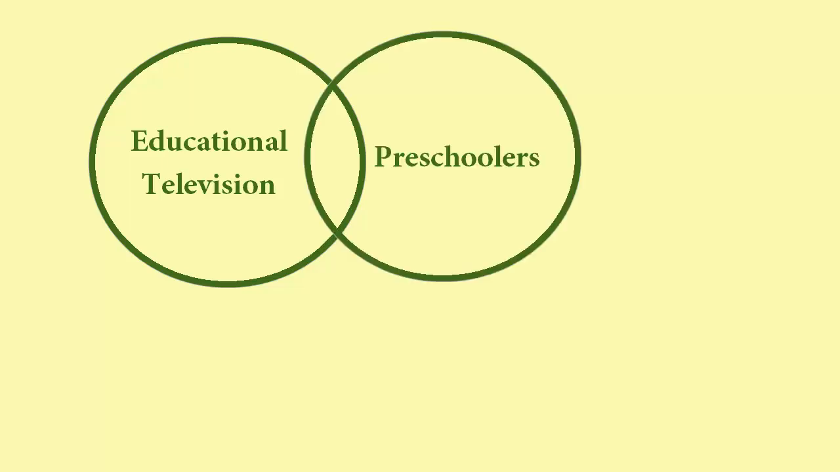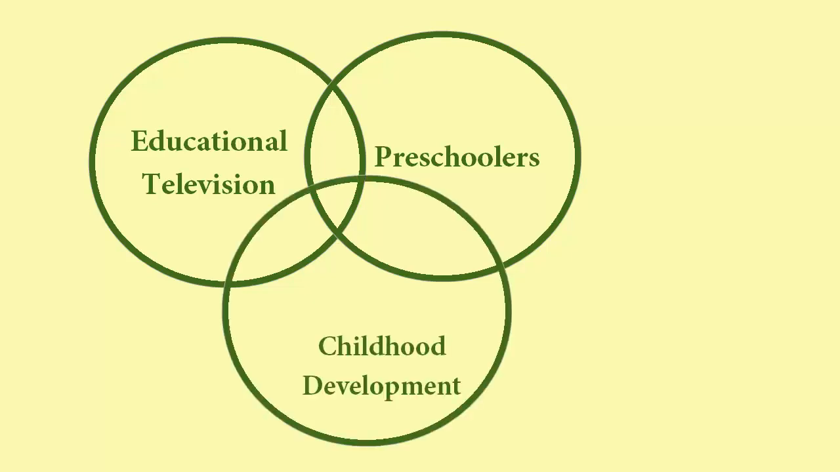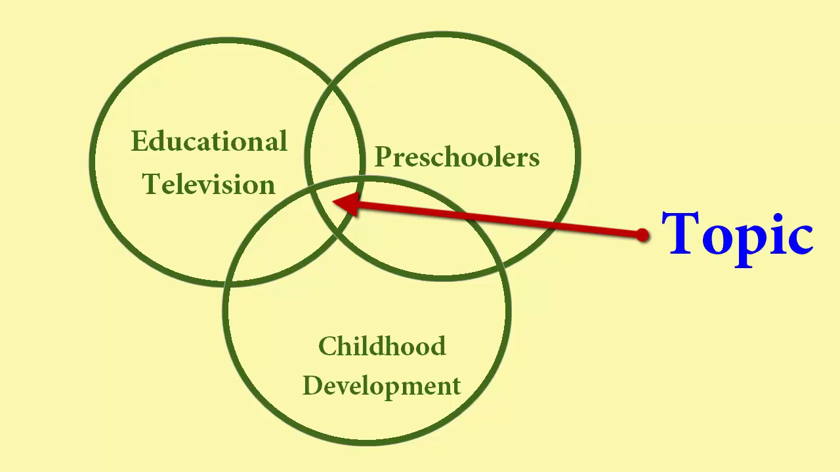Let's say I decide that my big idea is educational television, so now I want to think about which areas of interest I want to consider along with that big idea. One area of interest I'll choose is age group, and I'll decide that I want to narrow it to preschoolers. My outcome that I am interested in is childhood development, and where those three overlap, that area is my topic.